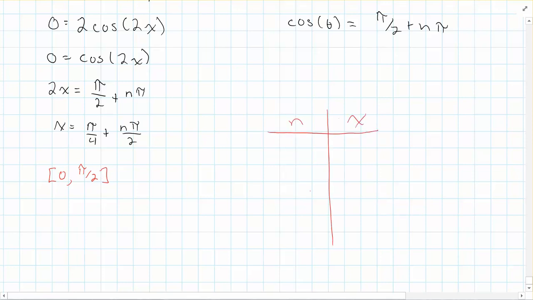Look at n and x. I always start with 0 and put it in the middle, because 0 is easy. That gives pi over 4. Well, that's clearly in the interval.